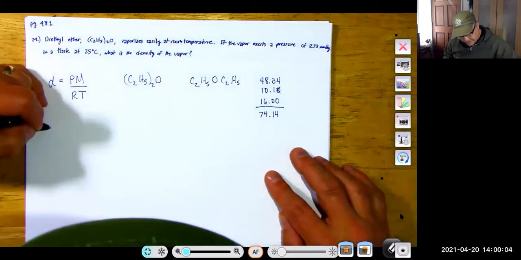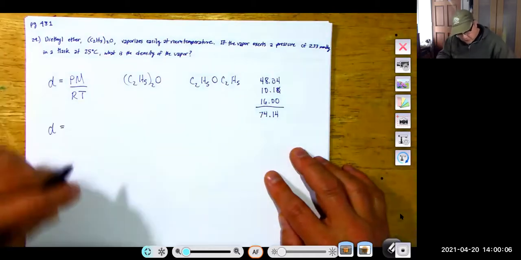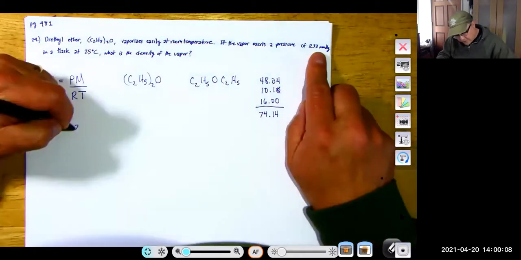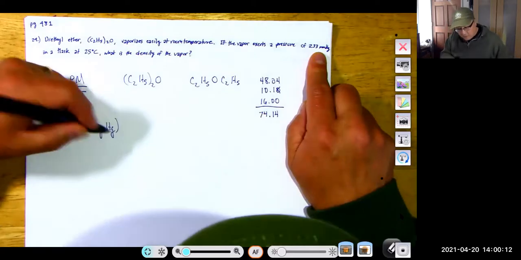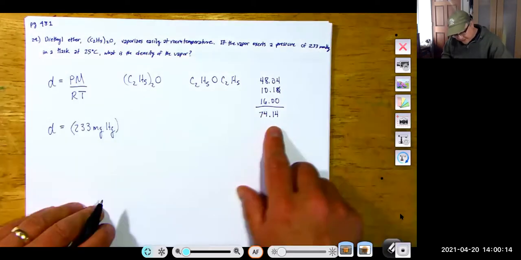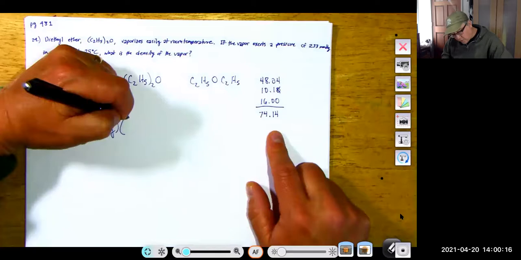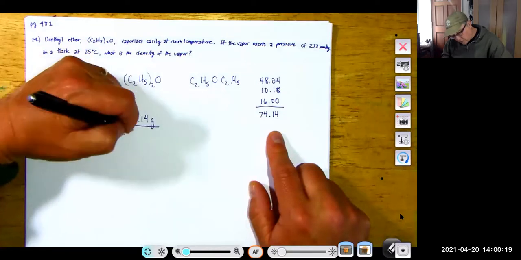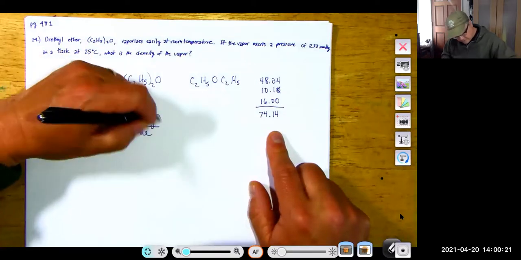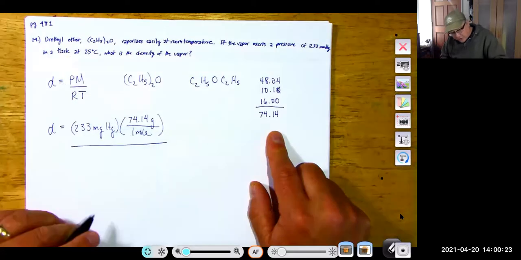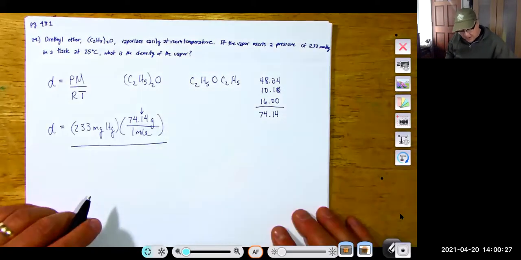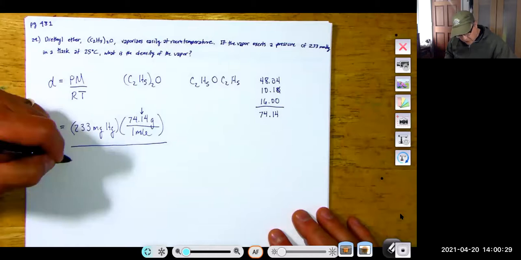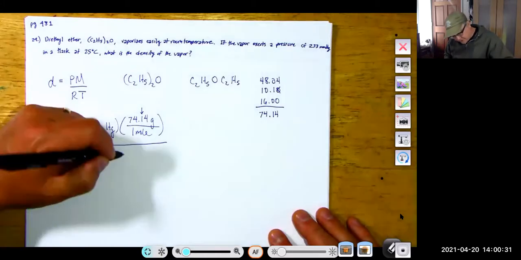So for the density, we want the pressure, 233 millimeters of mercury. The molar mass is 74.14 grams per 1 mole. And this is only good to this one here, but we're going to carry the extra 4 along for the ride. The R I'm going to leave off for just a moment.